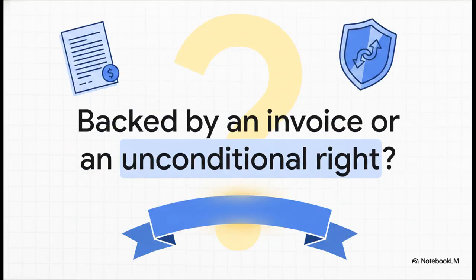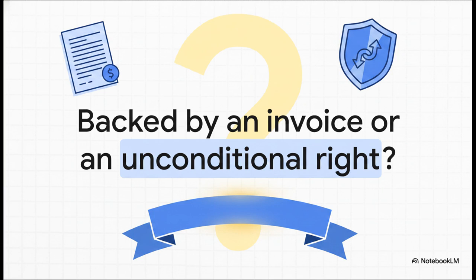So I want to leave you with this provocative thought to chew on as we wrap up today's explainer. Go take a look at your own books. As we approach period end, are your receivables backed merely by a piece of paper and invoice, or are they actually backed by a true unconditional right? Getting this right is the total foundation of ASC 310.